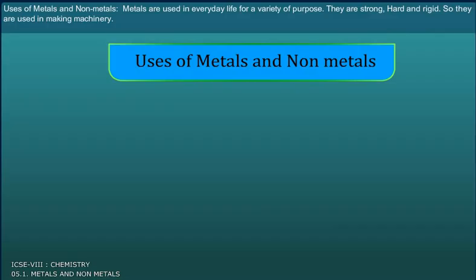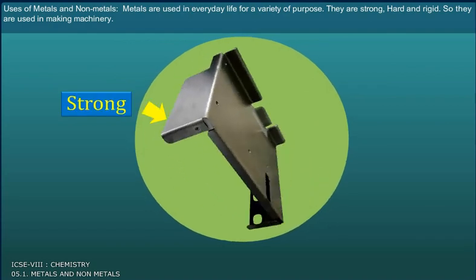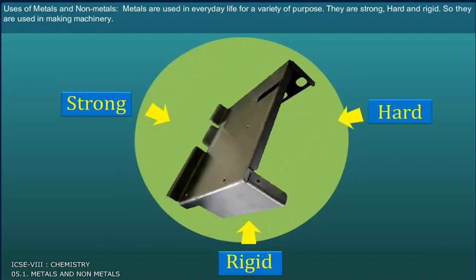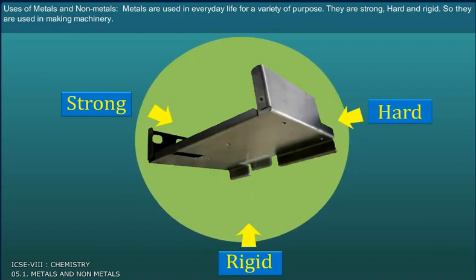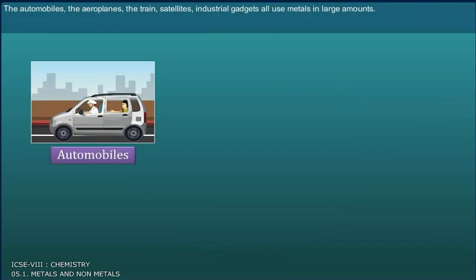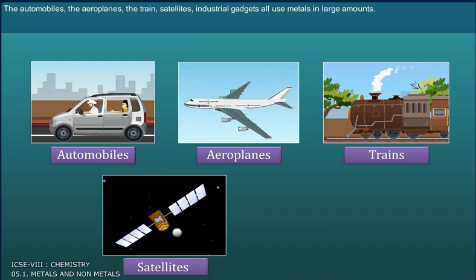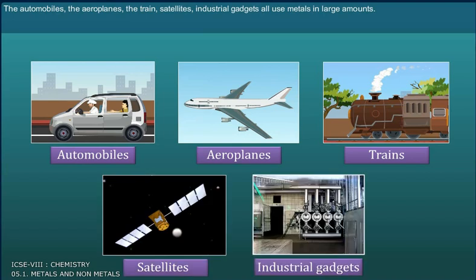Uses of metals and non-metals. Metals are used in everyday life for a variety of purposes. They are strong, hard and rigid. So they are used in making machinery. The automobiles, the aeroplanes, the train, satellites, industrial gadgets all use metals in large amounts.